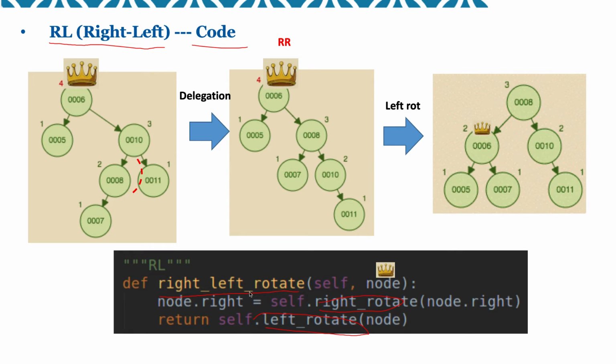For example, if you want to rotate the root node, and you already know that the root node is the king, right? So the king will delegate his right one to do the right rotation first. And then after the dirty work has been done, the boss will think, okay, the situation has already been handled, and I could do something at the right time, right? Okay, so the left rotation will be performed later on.